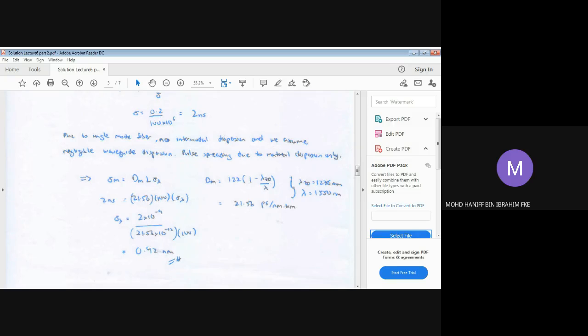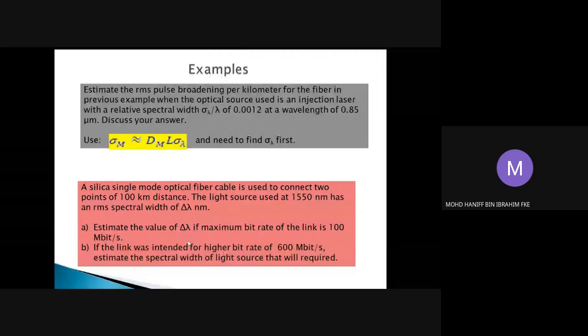Now let's have a look at the second part of the question. It mentioned here that the link was intended for a higher bit rate. So we now increase the bit rate. Previously it was 100 megabit per second. Now it is 600 megabit per second. So for this increment of the bit rate, what should be the new spectral width of the light source that will be required?